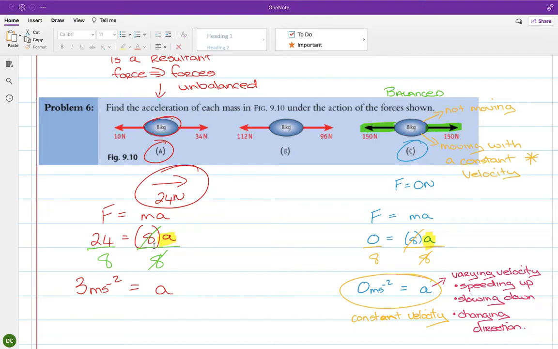Okay, but then the other scenario is if you have this 8 kilo object sitting on the ground and I pick up a rope on the right hand side and someone else picks up a rope on the left hand side and we both pull with 150 newtons, that is not going to move anywhere because the forces are balanced. Okay, so just to be clear that there's two scenarios there and you do need to be able to understand both.